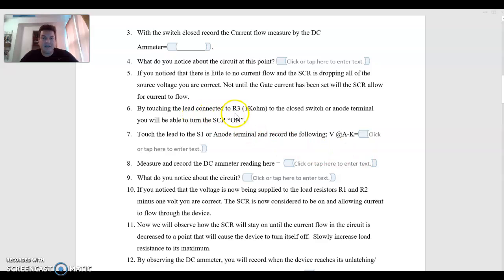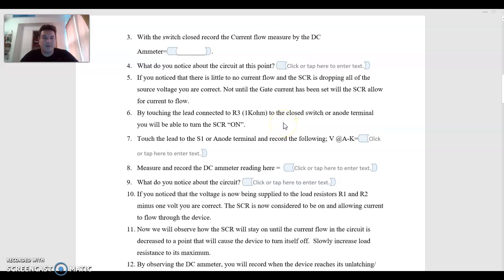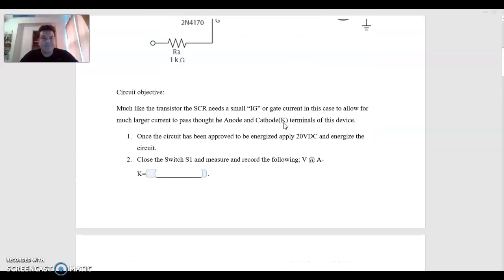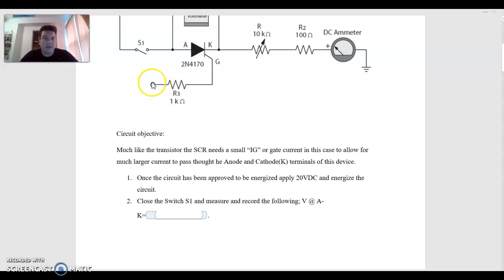By touching the lead connected to R3, which is the 1 kilo ohm resistor, to either the closed switch or to the anode terminal, you'll be able to turn the SCR on. So let's take a look at that. If I take this terminal right here and I touch it to this closed switch, or I touch it to that anode terminal, I'm actually going to allow current flow through the resistor, which is a 1 kilo ohm, to the gate. Now, this is not a huge amount of current flow, and we're going to see why this matters in the next portion of the lab.